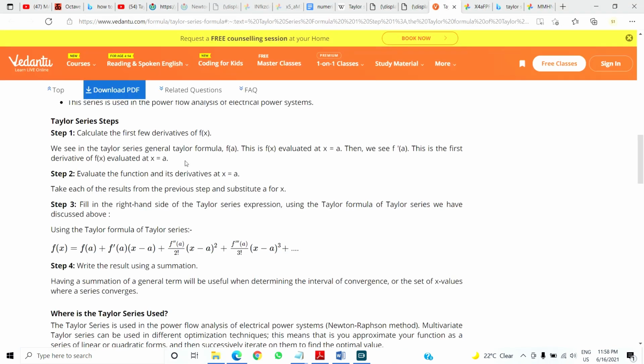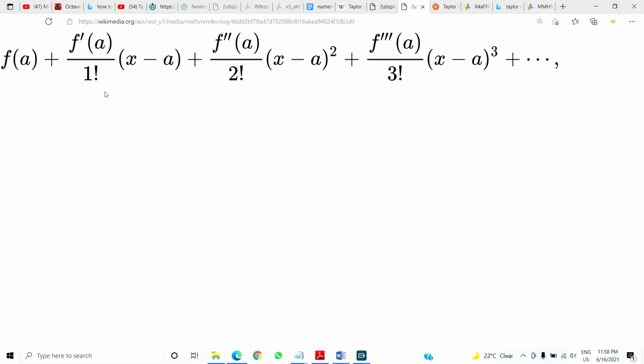And the steps to finding the Taylor series, there are 3 basic steps. First, you calculate the derivatives, and then you evaluate the function itself and its derivatives at x equal a. And then you fill in the right-hand side of the Taylor series expression using the Taylor formula. So if you would imagine that y, the function itself, equals this. If we have the first derivative, the second derivative that we can get from the first derivative, and the third that we can get from the second, well, we can just plug this in on the right side and find the y. So it's y equals this whole thing.